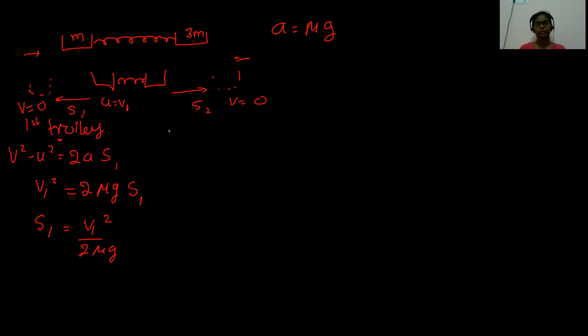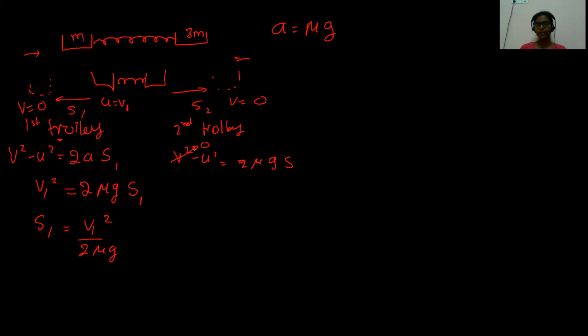Similarly, let us find for trolley 2, the second trolley. Same formula: V square minus U square is equal to 2 mu g into s, writing mu g in place of a. Now this final velocity is also 0 only.